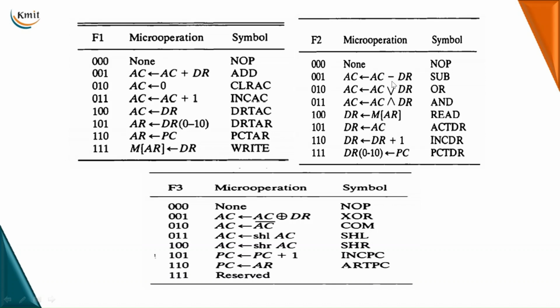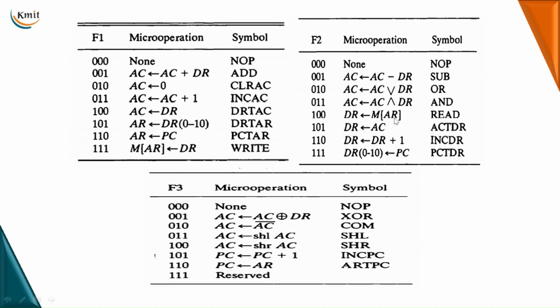Coming to F2, it performs a subtraction AC minus DR and the result is stored in AC. 010 performs an OR operation on the contents of the accumulator and data register. And 011 performs an AND operation on the contents of the accumulator and the data register, and the result is stored into the accumulator. And 100 performs a read operation. Here you are performing a write.